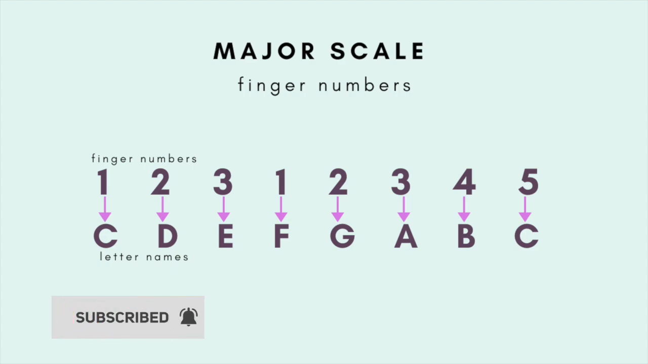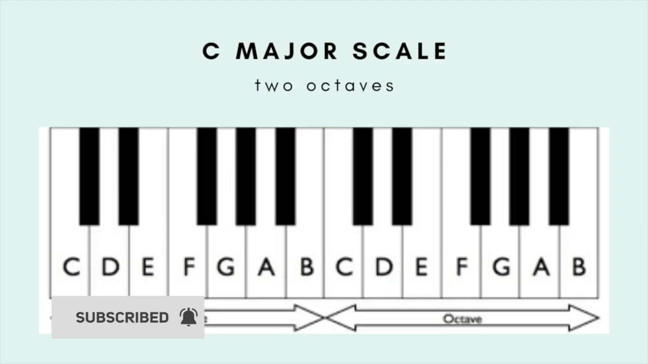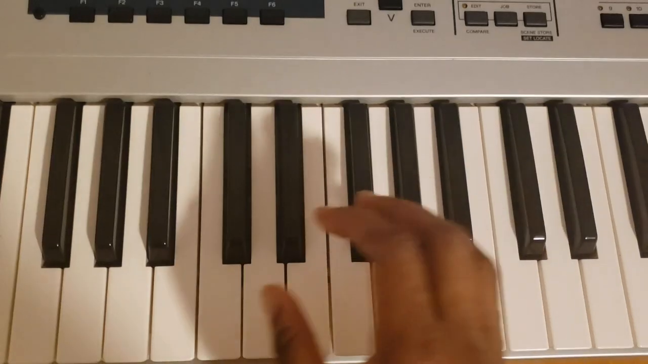So here we'll see the letter names and the finger numbers that make up the major scale. And this is an idea of what a 2 octave C major scale will look like. When you get to the second C, you would play with your thumb instead of your pinky. So let's take a look at that.